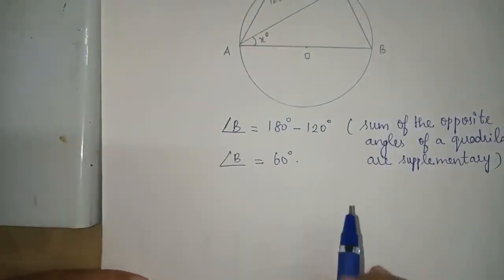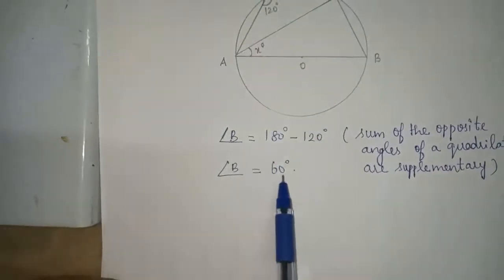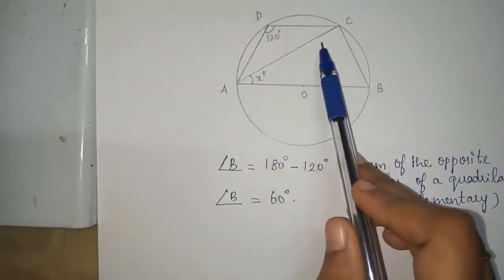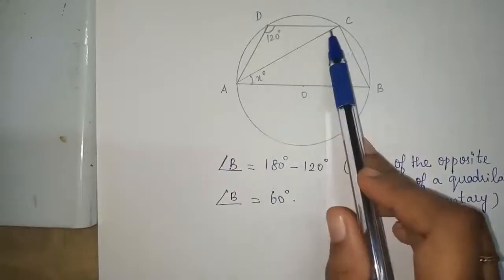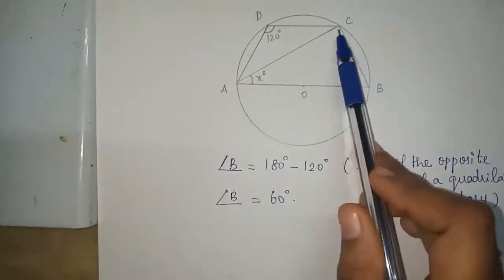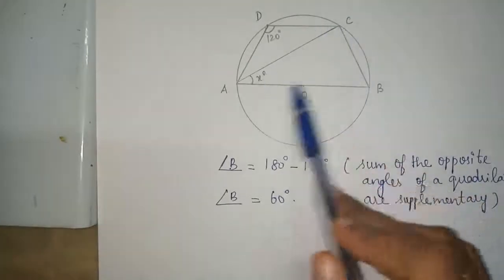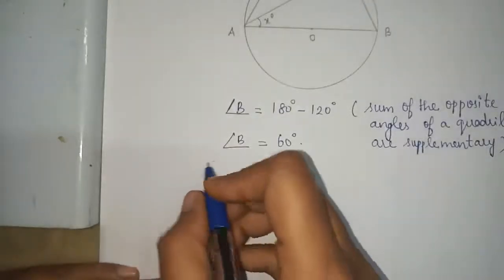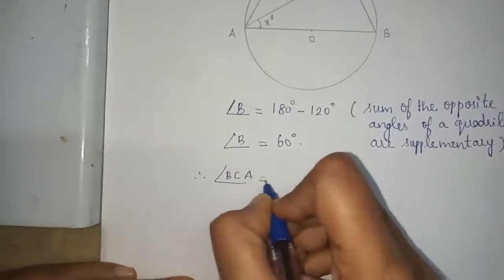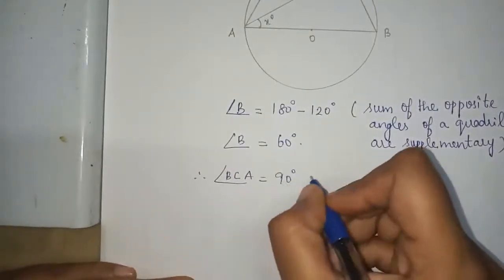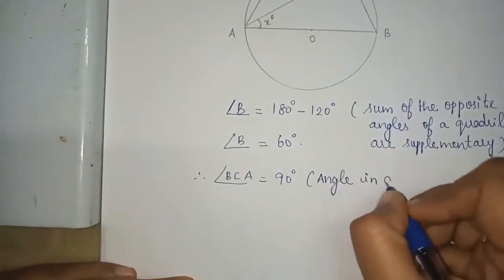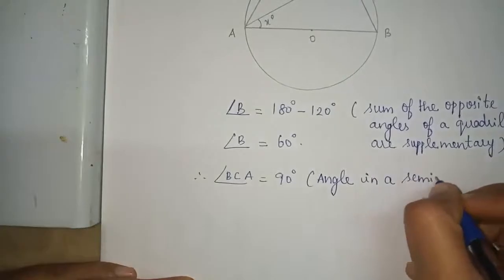Then angle B is equal to 60 degrees, we have found. Then angle C. Now if we look at angle C, it is 90 degrees. Now this is a triangle, and this is 90 degrees because of the angle in a semicircle. Therefore, angle BCA is equal to 90 degrees, angle in a semicircle.